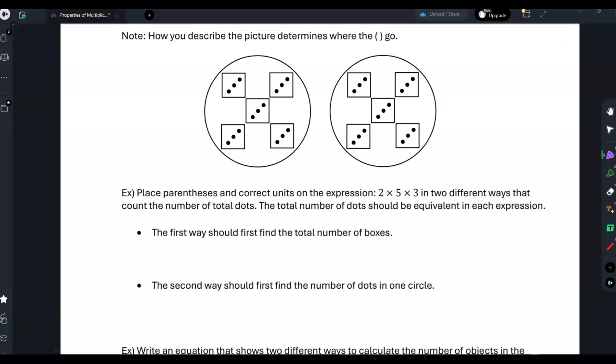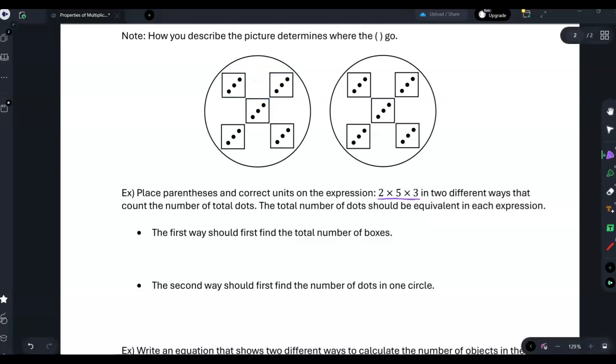So what this is suggesting is that we're going to use the numbers 2 times 5 times 3 in that order in two different ways in order to count the total number of dots. And of course, it should be equivalent in each expression that we do, right? So we're going to do this in two different ways, but they should both be equivalent because the number of dots should be the same no matter how I describe it, right? So it says the first way should first find the total number of boxes, right? So if you think about this, one way that I could count the total number of dots is first figure out how many of these boxes do I have, right?